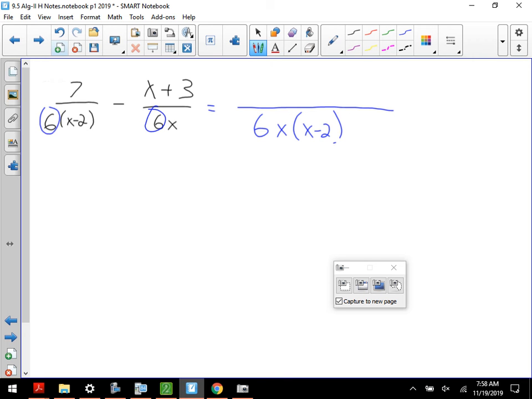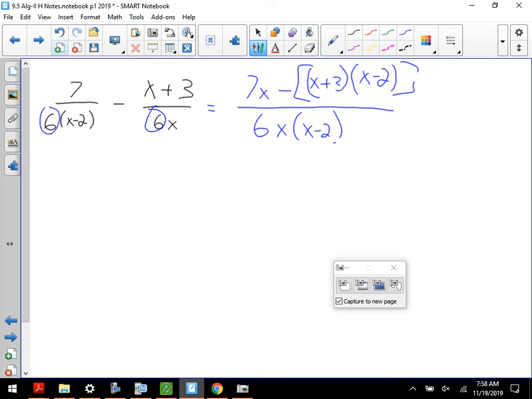The fraction on the left has a 6 and the x minus 2. What does it need? An x. The fraction on the right has the 6 and the x. What does it need? X minus 2. And this one's just a little weird because you have to multiply all that out and then distribute the negative. That's where it can get kind of odd.